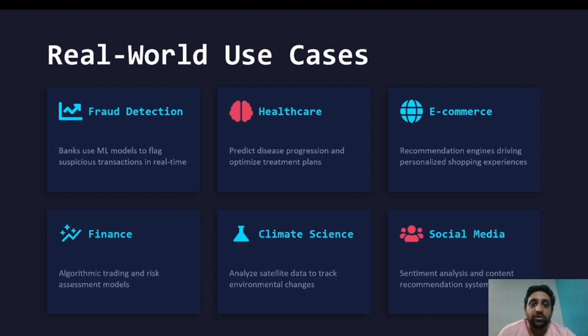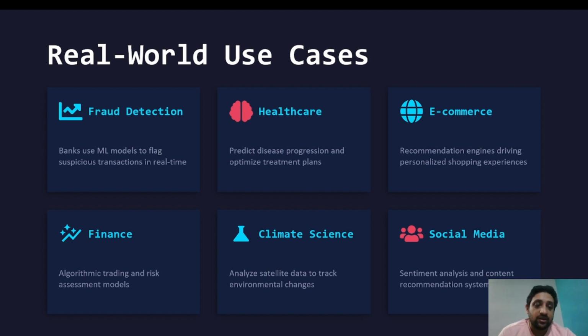Now, real world use cases. Data science is used in many industries to solve real problems. In banking, machine learning models detect fraudulent transactions in real time. In healthcare, data is used to predict diseases and improve treatment plans. E-commerce platforms use recommendation systems to personalize user experiences.